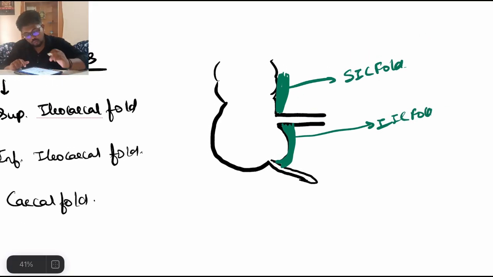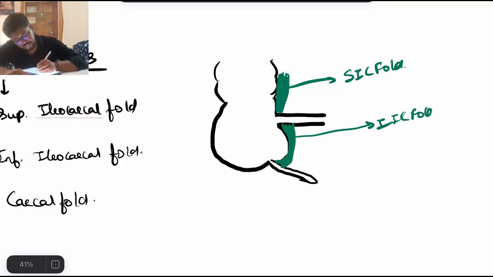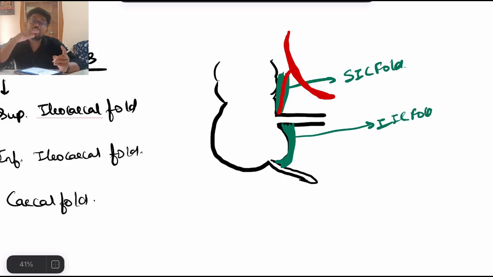So what is the importance of this cecal fold? Along this superior ileocecal fold, the ileocolic artery will be present. This ileocolic artery will give one artery, that is the anterior cecal artery. This anterior cecal artery runs along this superior ileocecal fold. So that's why this superior ileocecal fold is a vascular fold.